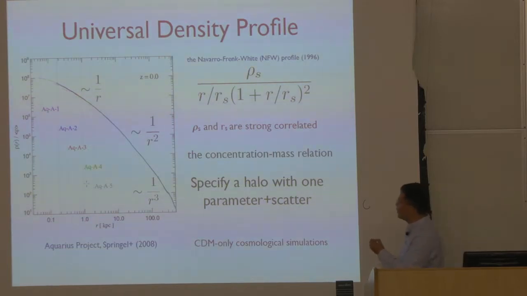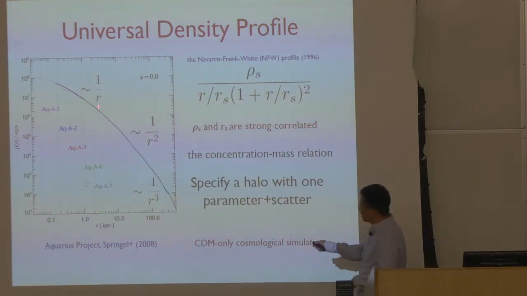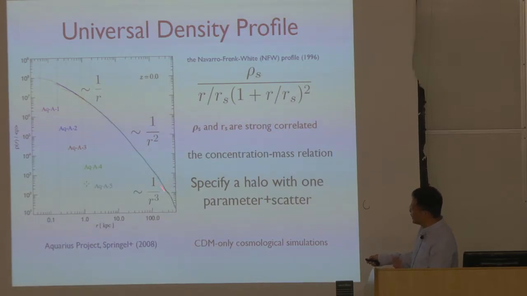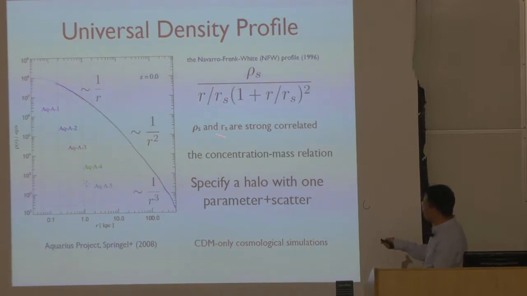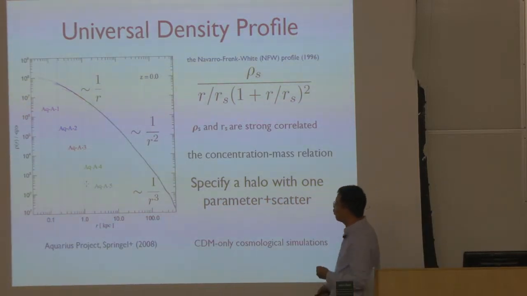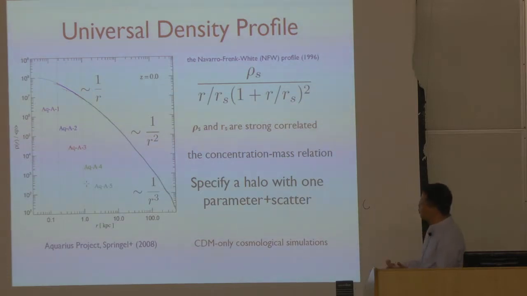But very schematically, this profile can be understood in this way. In the very inner region, it goes like 1 over r, so the density increases very fast. In an intermediate region it goes like 1 over r squared, so it drops. At even larger radius, the density drops even faster. There's some story to tell about how these two parameters are correlated, but schematically, in the very inner region the density increases very fast. That's the prediction of the lambda CDM model.